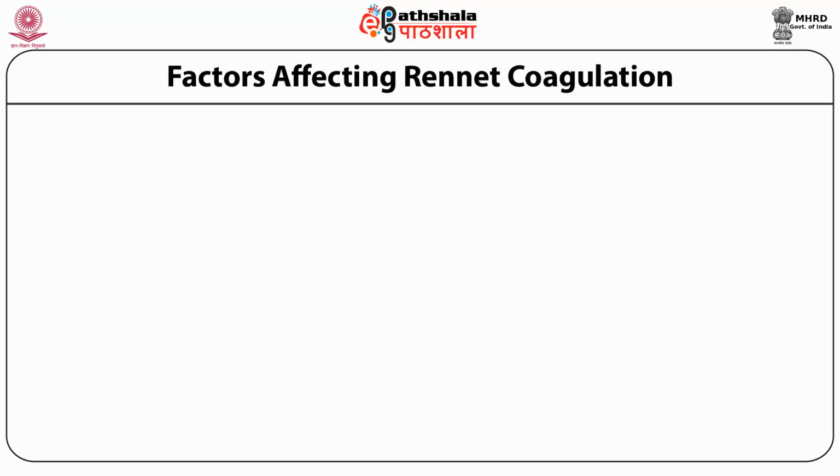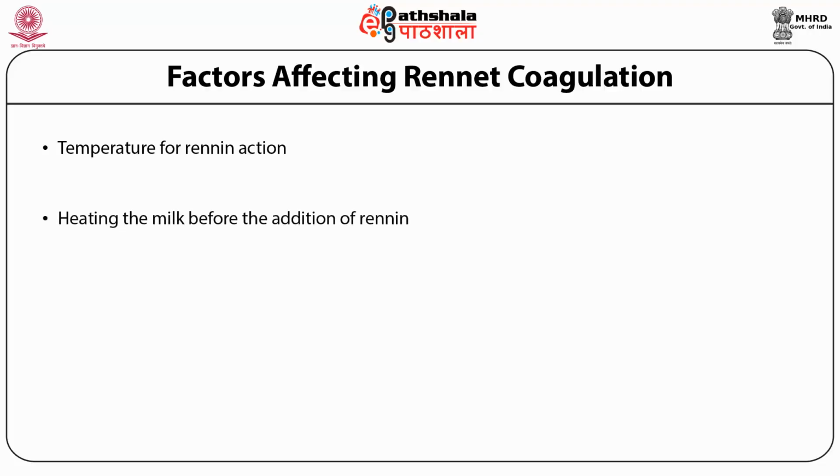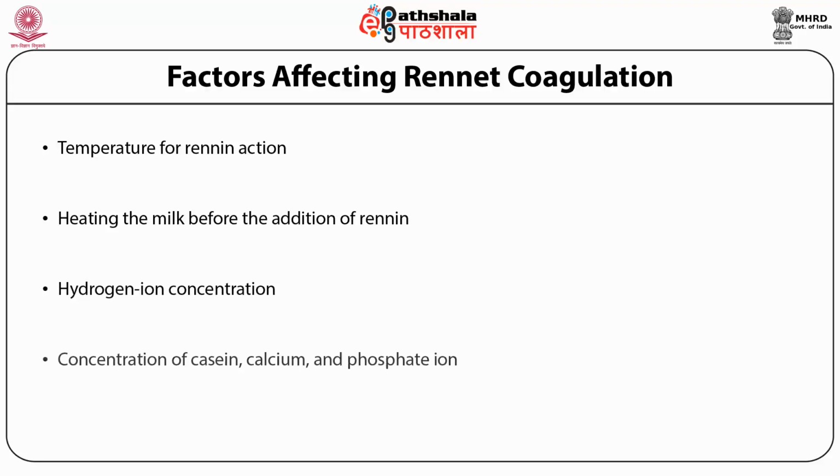Because rennin is an enzyme, and as we know enzymes are very specific proteins which are affected by temperature, pH and other concerns, similarly rennet coagulation is also affected by many factors. Chief of them are temperature for rennin action, heating the milk before the addition of rennin, hydrogen ion concentration of the milk, concentration of casein, calcium and phosphate ions in the milk, and other factors.